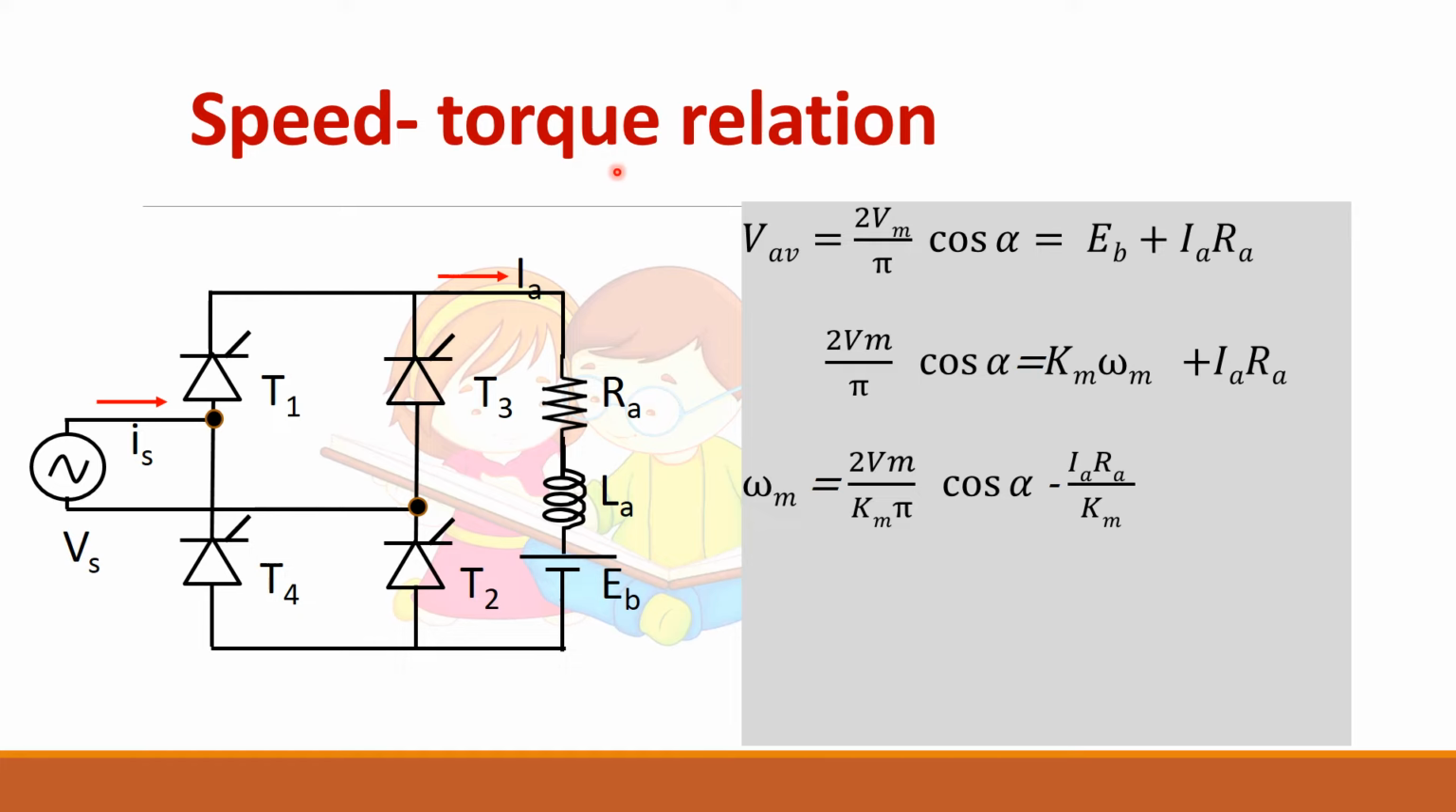Now we want the torque equation. What is torque? It is Km into Ia. So instead of Ia you substitute T by Km. So omega m will be equal to this term minus, instead of Ia, you put T by Km, and you will get this. It is very easy to derive the speed torque equation because it will be the same in all the converters. Only thing, if you know the average voltage, just equate it to Eb plus Ia Ra for all the converters.